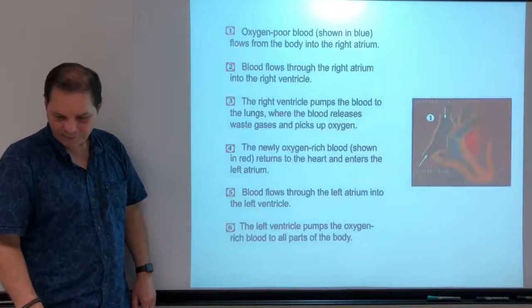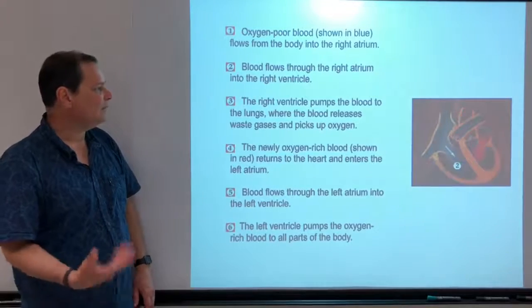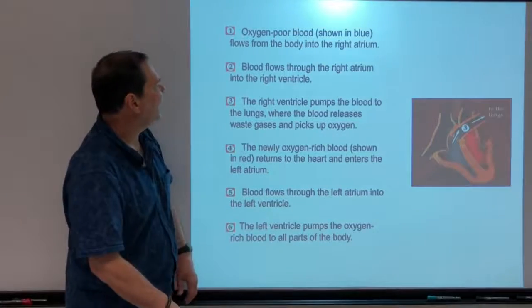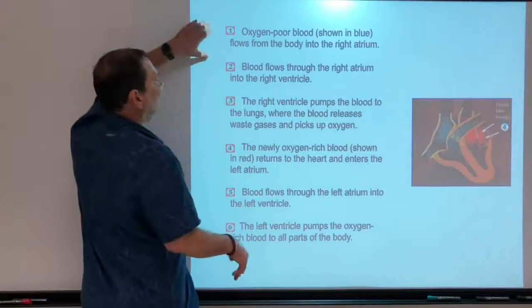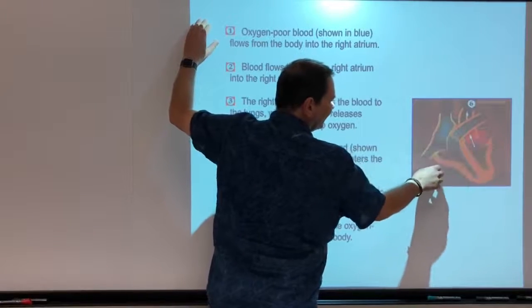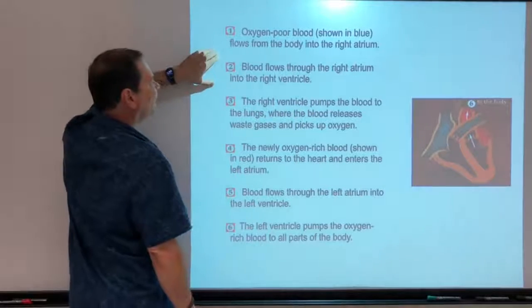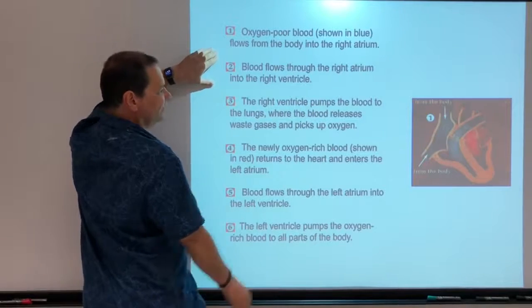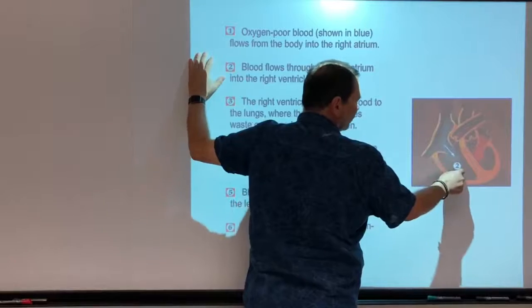All right. So blood returned to the right atrium and it flows through the heart, right? So we have oxygen-poor blood flowing through the vena cava into the right atrium, and then the blood flows through the right atrium to the right ventricle, from high pressure to low pressure.